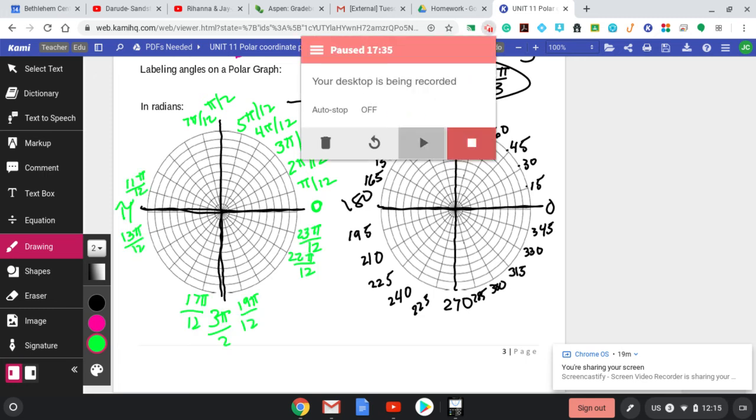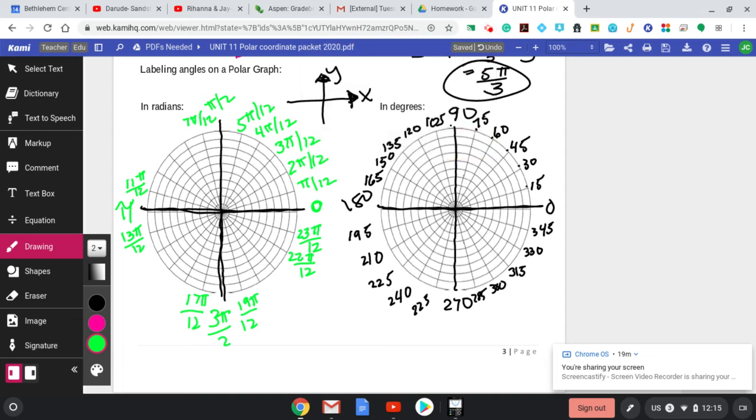Pause your video. Okay, mine would have just been an absolute mess if I kept labeling it around, but as you guys can start to see, you just count by pi over 12s. 1, 2, 3, 4, 5, all the way around. If you want to reduce, go ahead and reduce. All right, but I like it at a 12.